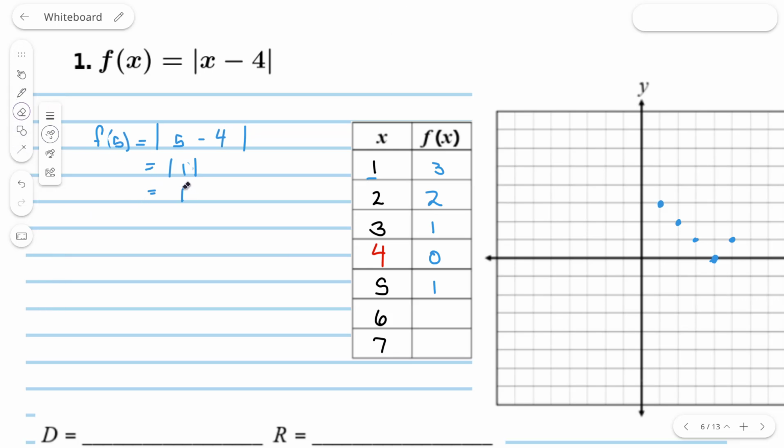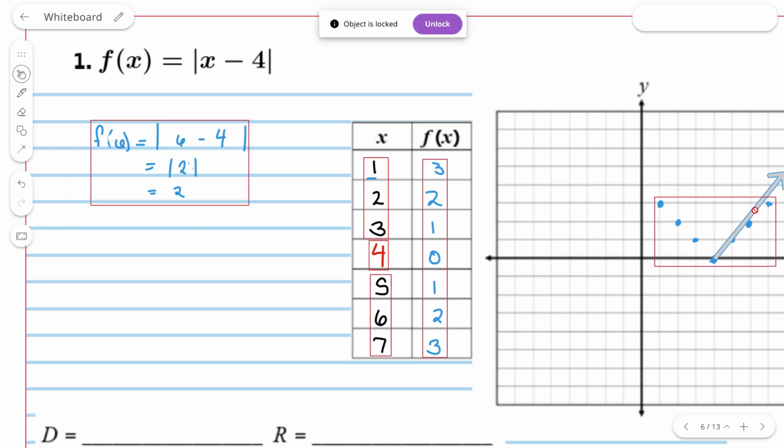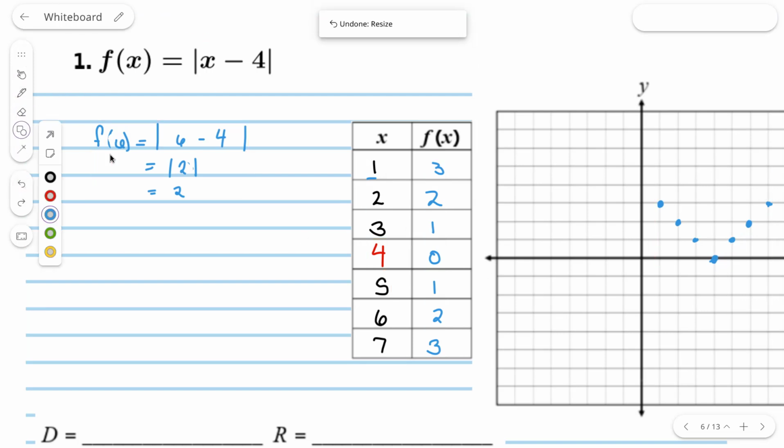So each time we went down by 1, each time we go up, we're going to go up by 1. So when we plug in a 6, we should see that it's going to become 2. And so it's at 2. And therefore, when I do 7, 7 minus 4 is 3. Absolute value of that is 3. You don't have to show the work each time. The work is just a tool for us to see what's going on. And so we have the arrow going up to the left. And then we're going to also do the arrow going up and to the right.